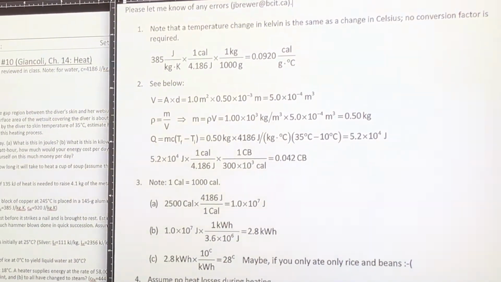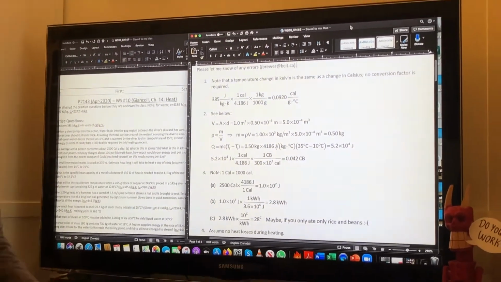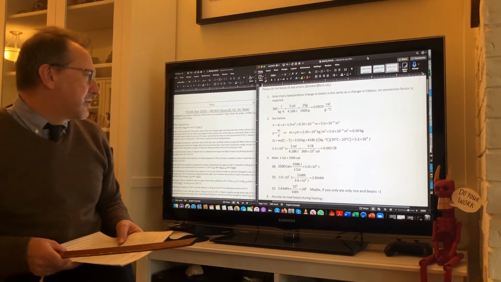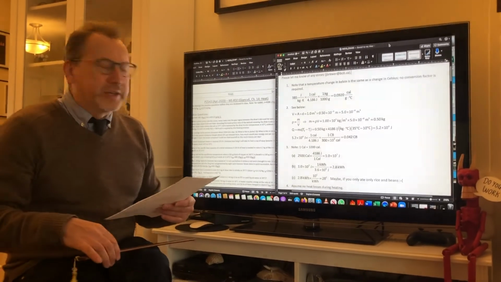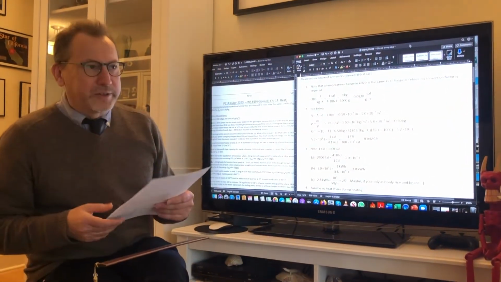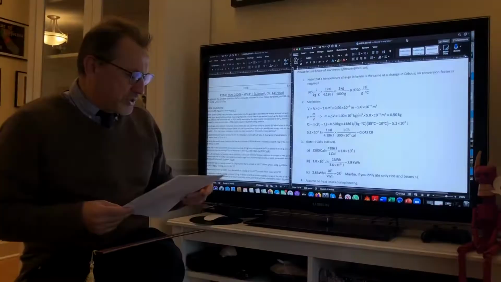kilocalories, which is the big calories, and that gives me about a 20th, isn't it? That's about a 20th of a candy bar to heat the water up, right? So if you eat a candy bar, you're not going to lose the weight by sitting in a cold bath that quickly. Okay, question 3.